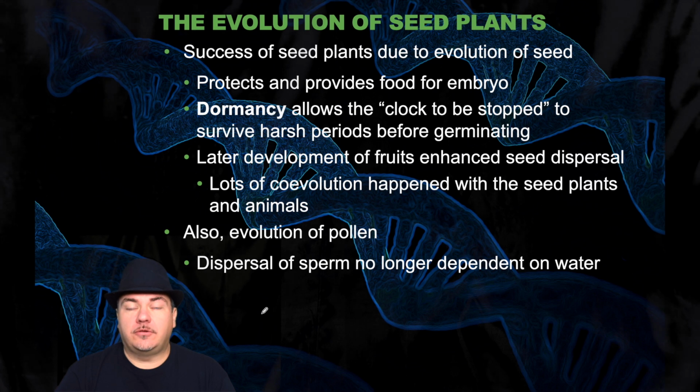Seed plants are evolutionarily very successful due to the evolution of the seed. Why? Because the seed protects and provides food for the embryo, and allows dormancy, which allows the clock to be stopped to survive harsh conditions before germinating. The later development of fruit enhanced seed dispersal, and that involved lots of coevolution between seed plants and animals. Also, we had the evolution of pollen, which means that the dispersal of sperm no longer required traveling through water.